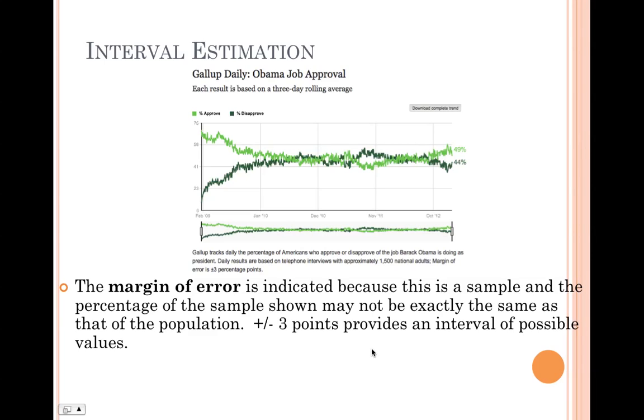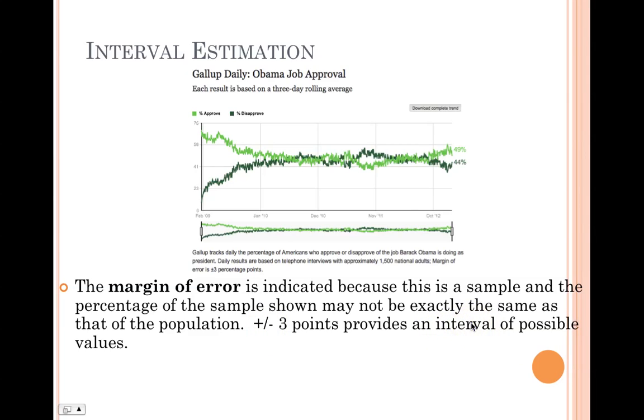So the margin of error is there because this is a sample and not a population. So we don't know that the whole population has a 49% approval rating or a 44% approval rating. We don't know that. We have an estimate of it. And the margin of error is there because the percentage of the sample shown may not be exactly the same as that of the population.